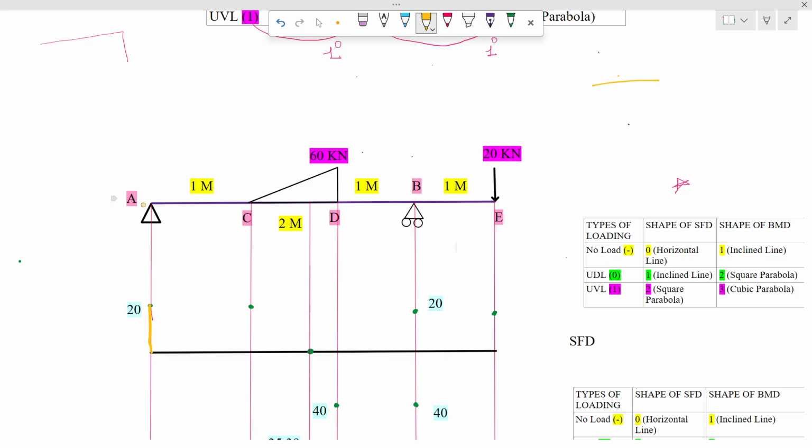Now A to C, there is no load. So when there is no load, the shape of the shear force diagram will be a horizontal line. So we'll go like this. Next, C to D, there is a uniformly varying load. That means this is a 1 degree curve. So in order to get the shear force, you have to draw a 2 degree curve. So this will be a curved line.